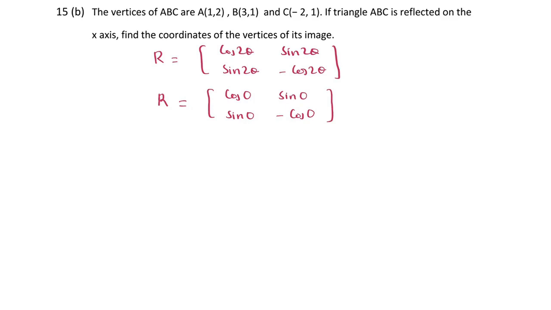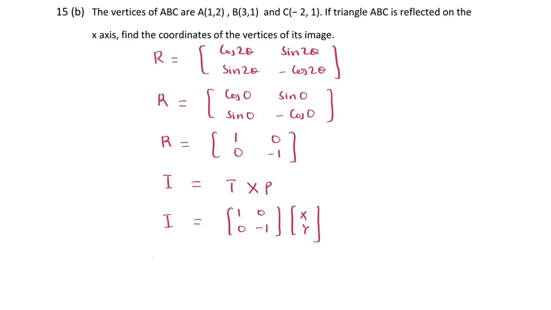Something also to remember is cos 0 equals 1 and sin 0 equals 0. Then our matrix is going to be R equals [1, 0; 0, -1]. Now let us consider the transformation formula, which says image equals transformation matrix times point. For this case, image will equal [1, 0; 0, -1] times [x, y].